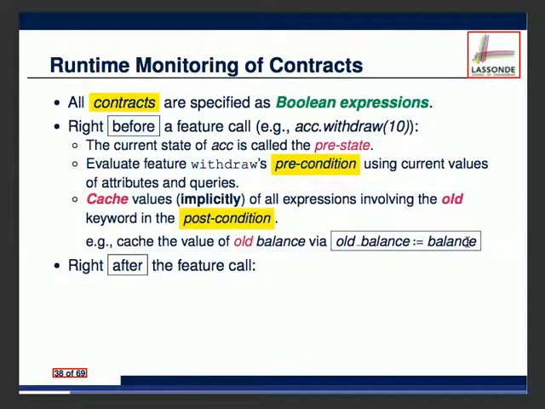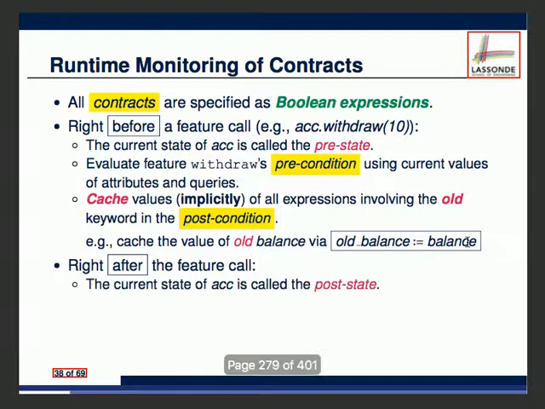Now, what about after the feature call? According to your understanding, what should we check? How many things do we have to check after the feature call? Let's say we are done. How can we know that the contract has been satisfied? Positive balance. Let's talk a little bit more in general terms. Before the feature call, we check the precondition. What about after the feature call? Postcondition and class invariant, exactly. So two things we gotta check, okay?